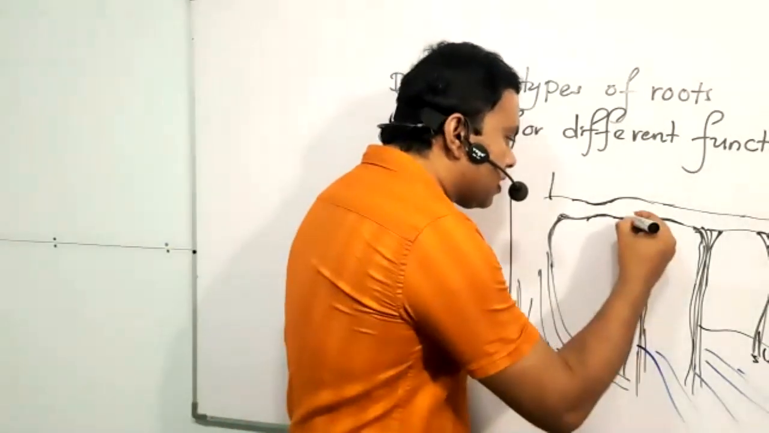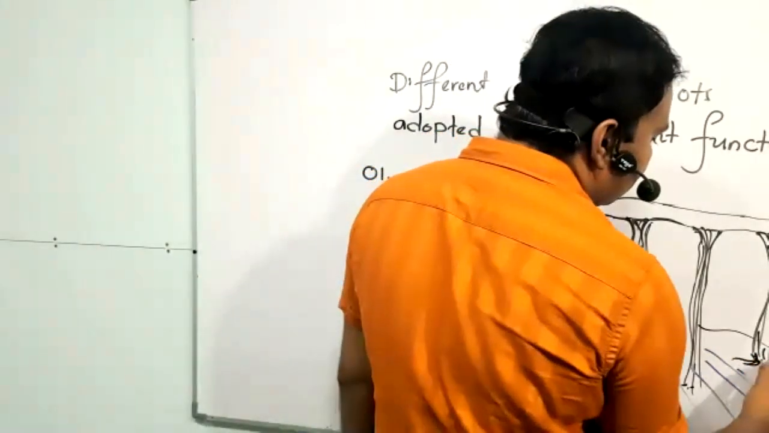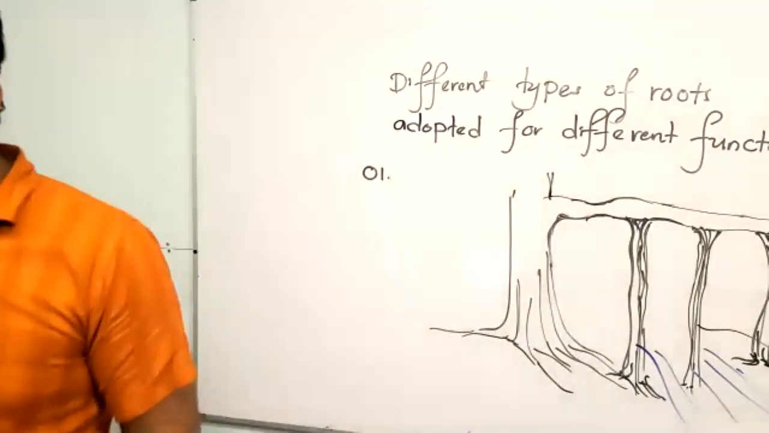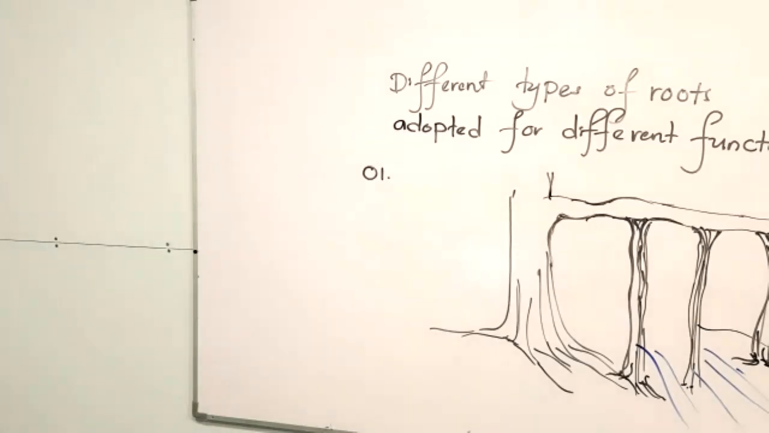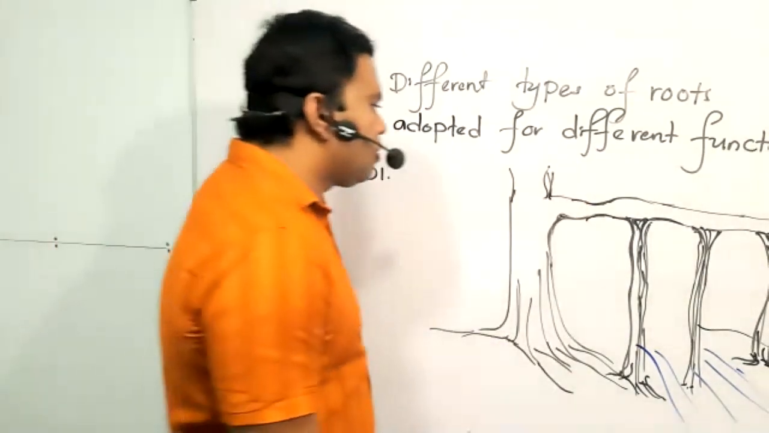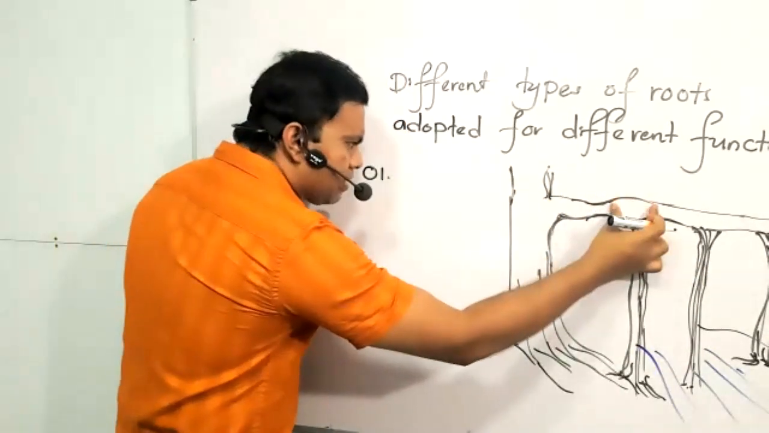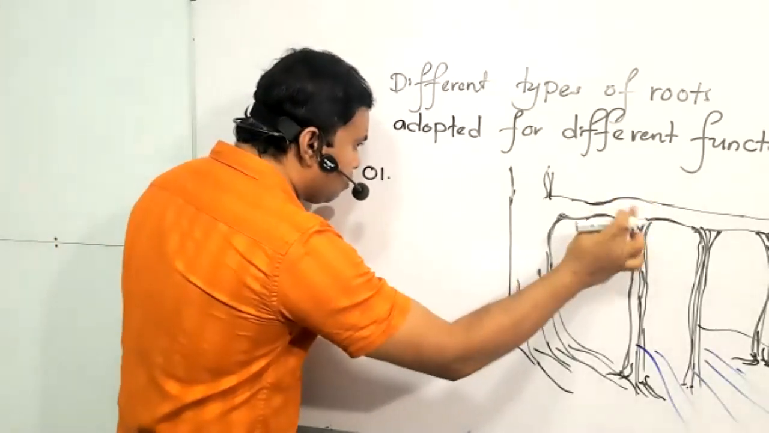What kind of root is this? Prop roots. Yes, it's known as prop roots. Okay, now take down the types of roots. So this is a banyan tree and this is supporting the branches.